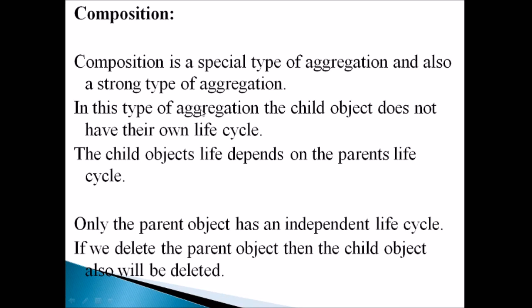Next is composition. We have already discussed composition in another topic. It is a special type of aggregation, and also a strong type of aggregation. In this we compose a new part from different components. In this type of aggregation, the child object does not have its own life cycle. It depends upon the parent life cycle. If we do anything to the parent life cycle, it will affect the child life cycle. Only the parent object can have an independent life cycle. If we delete any parent object, then the child object will also be deleted.